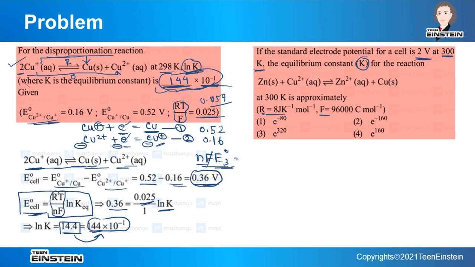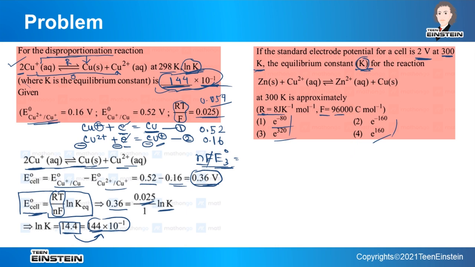It is always better to use whatever value is given already in the question. Though sometimes we write the value of R as 8.314, here it is simply given as 8, and we use a Faraday value which is not exact, sometimes not exactly 96000, but it is better to always use the value which is given in the question, because options are made according to these values. And look at these options. Here K is expressed exponentially, and in the power there are some values: e to the power minus 80, e to the power 320, minus 160, plus 160.